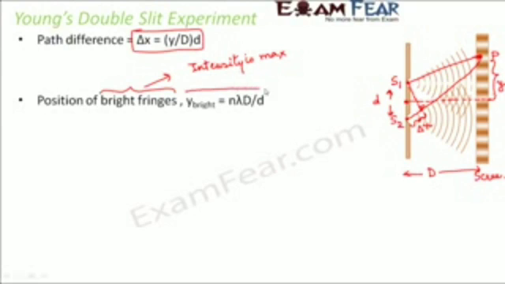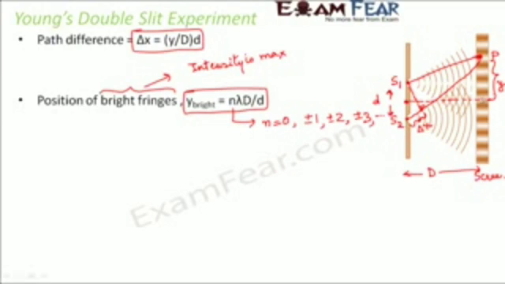Basically, the position of the bright fringes is given by this expression: n lambda capital D divided by small d. Now you might ask, what is this n? n can take integer values. Basically n can take values like 0, plus minus 1, plus minus 2, plus minus 3 and so on. Now here you might again get confused about why n is taking these values. That's because these bright fringes are discrete.